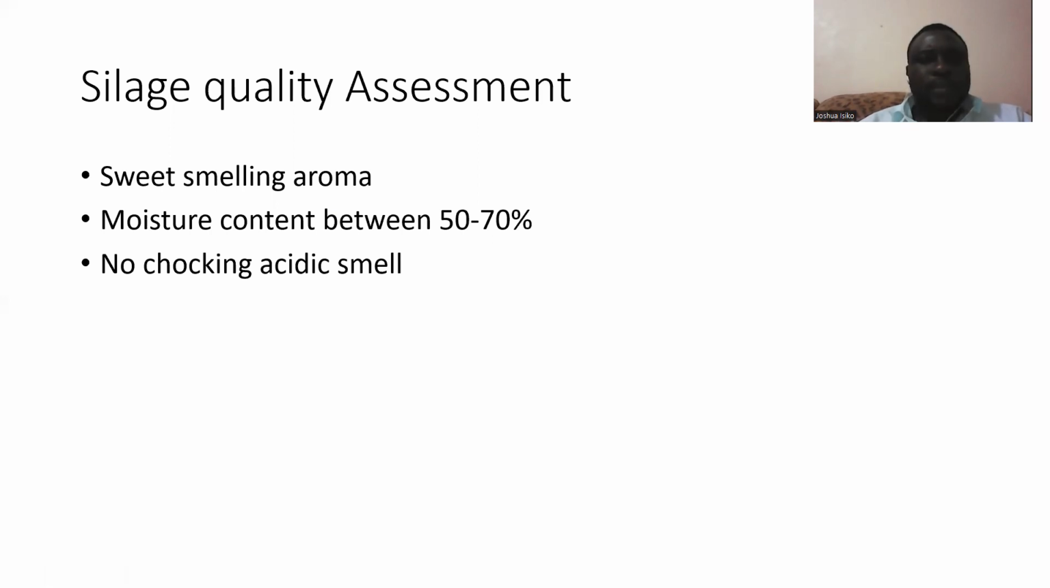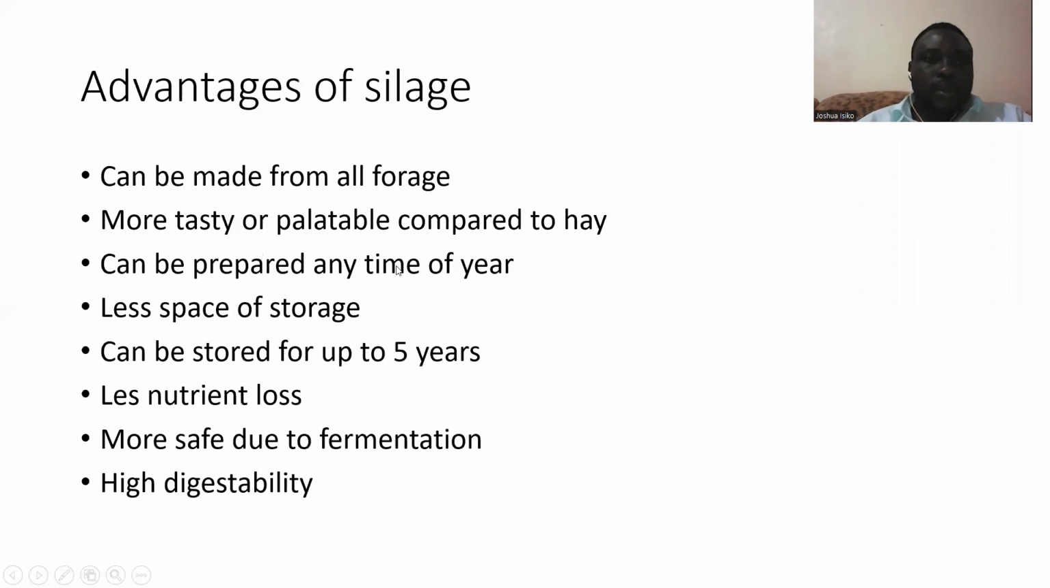It must be a sweet smelling aroma. Moisture content should be between 50 and 70. If it is more moist or dry than that, quality suffers. It must not have a choking acidic smell. You should avoid a choking acidic smell, which can lead to acidosis in cattle and other ruminants.